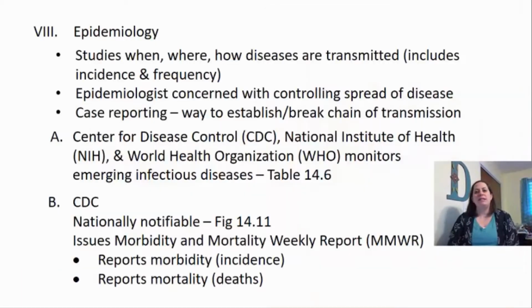All right, so this brings us to epidemiology. This is where they study the when, where, and how of a disease when it's transmitted. This will include the incidence and the frequency. How often do we see it? So we're going to look at when it occurs, where it occurs, and how it occurs. Epidemiologists are concerned with controlling the spread of the disease. We don't want it to continue to spread, and so it's finding out how that's happening in order to control it and stop it.